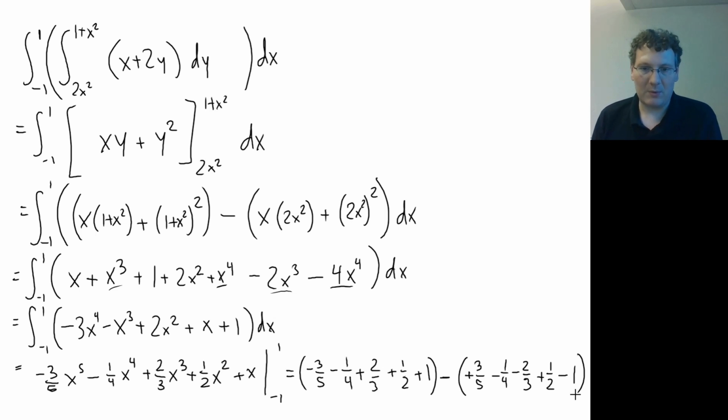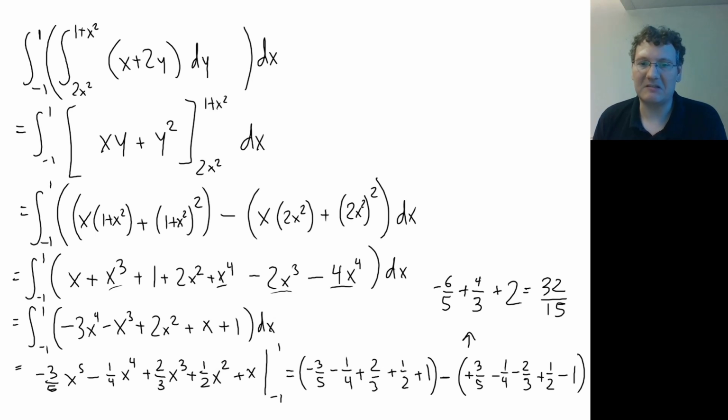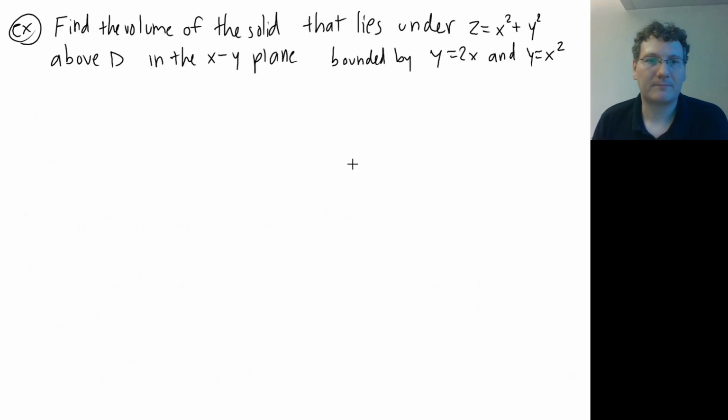So we'll see what we get for this. We get -6/5 plus 4/3 plus 2. We get 32/15. Okay, cool. So what we did there, we're going to continue to do. We have to look at the region, figure out which of the bounds can be constant bounds, and that has to be the outermost integral.